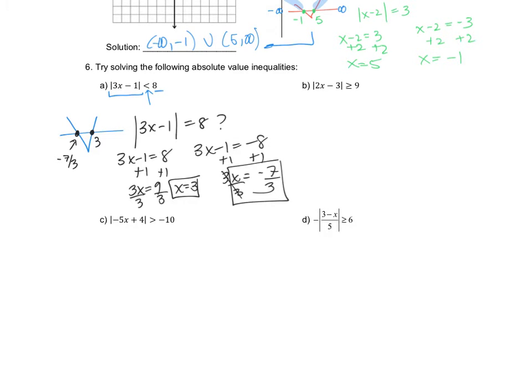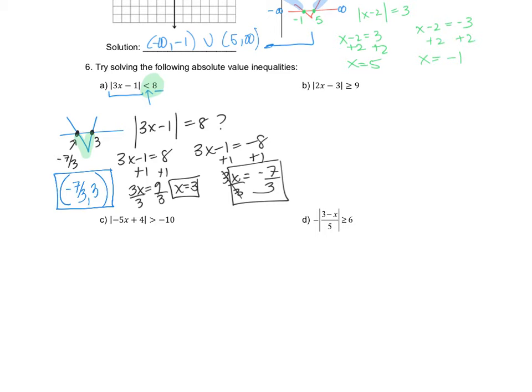Now looking at the inequality, it says where are we less? That would be all these values down below. So we're going to say our answer to this will be from negative 7/3, not including it because we don't want to actually equal 8, over to 3. That will all put us down below.